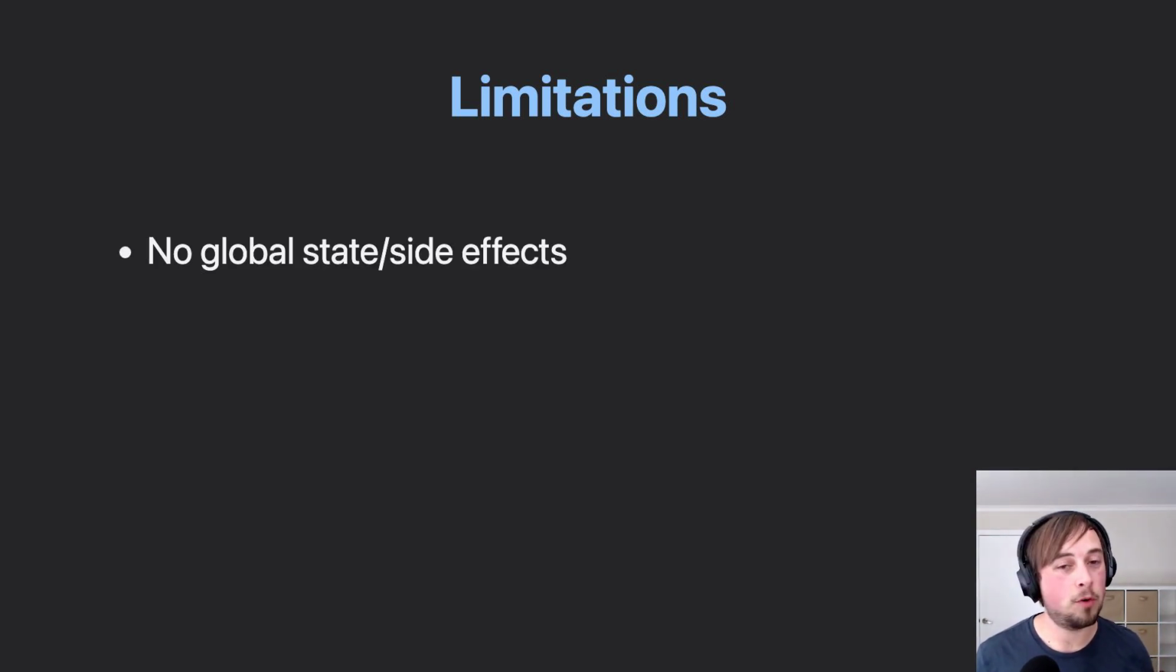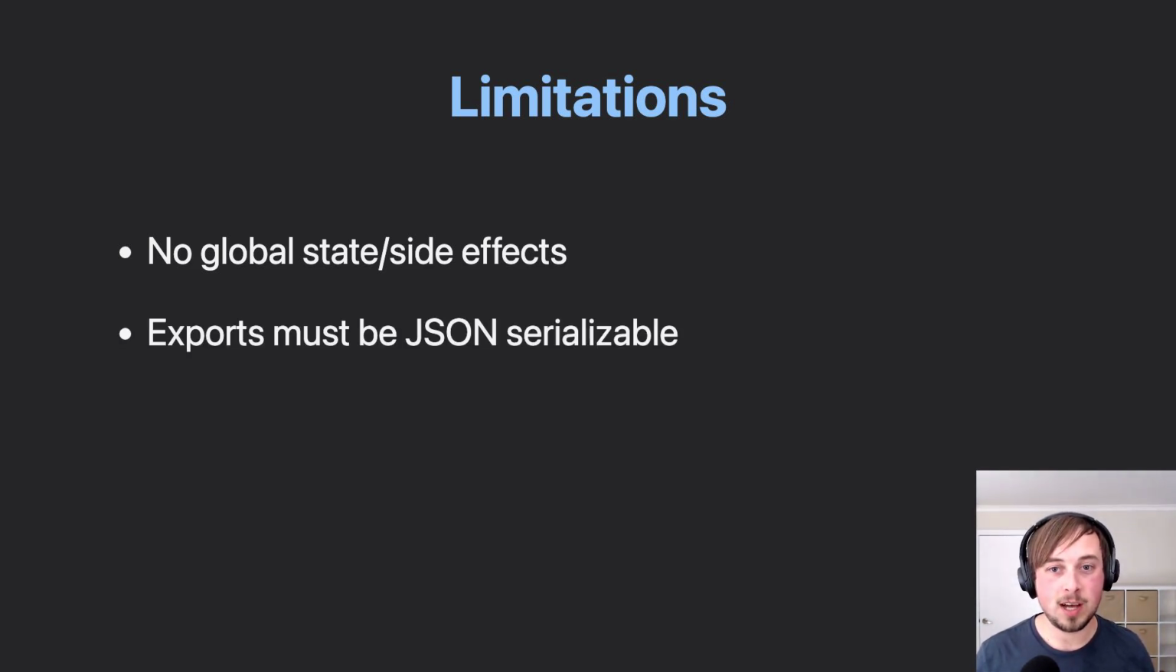Firstly, as each .css.ts file is executed in isolation from the rest of your code, you can't reference any global state or perform any side effects. Secondly, all exports from this module must be serializable to JSON. This means you can't export functions from .css.ts files. If you do accidentally export something that can't be serialized, you'll receive a compiler error.